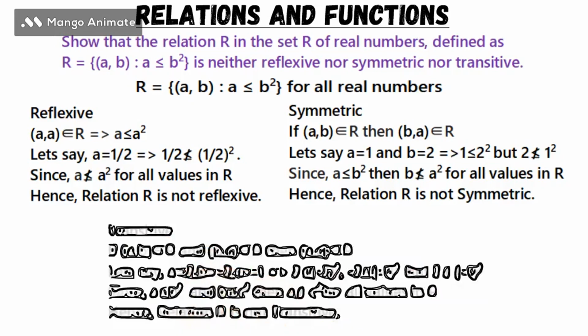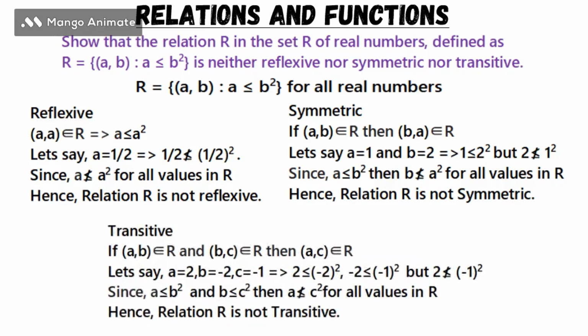For the relation to be transitive, if (a, b) belongs to R and (b, c) belongs to R, then (a, c) should belong to R. Let's say if a is equal to 1, b is equal to -2 and c is equal to -1, then 1 is less than or equal to -2 square, and -2 is less than or equal to -1 square, but 1 is not less than or equal to -1 square. Hence we can say relation R is not transitive.